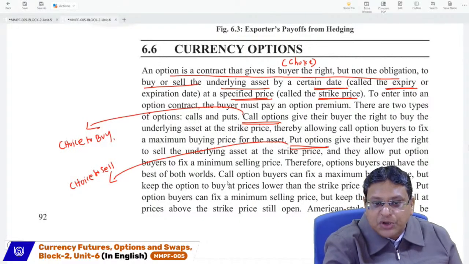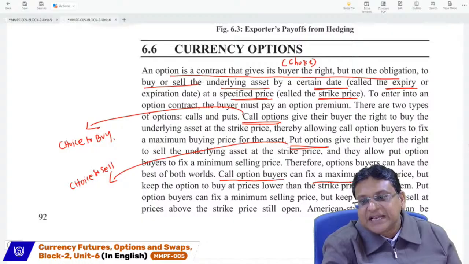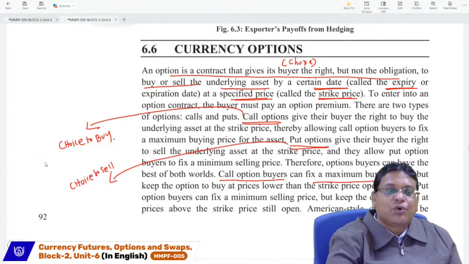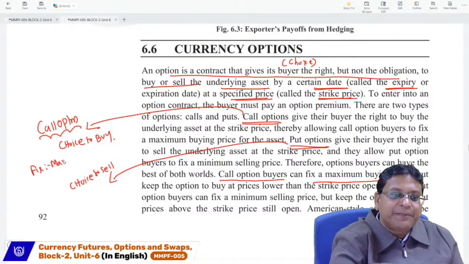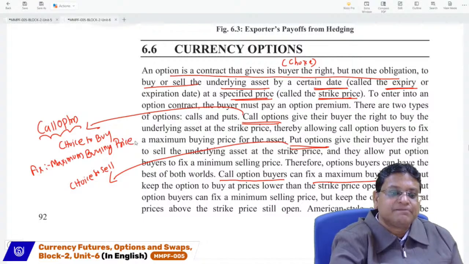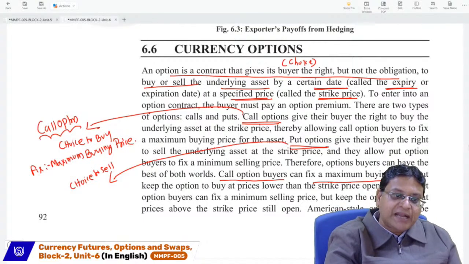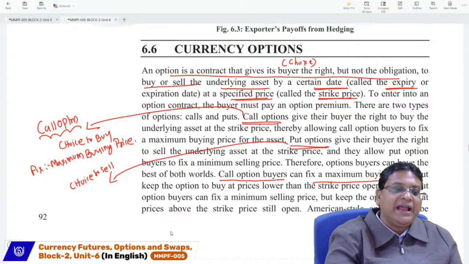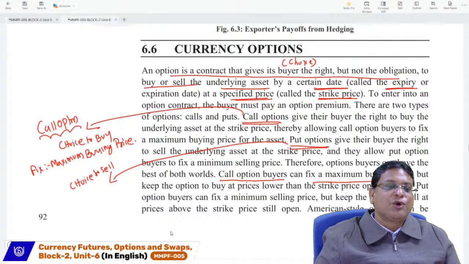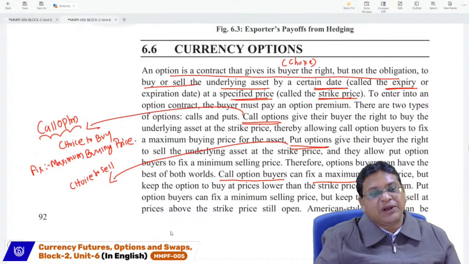With the help of call option, you can fix maximum buying price. If you buy a call option, what you will fix is the maximum buying price, the rate at which you will buy at most. Here it is used to fix maximum buying price. If the price is below that, you will purchase at that lower price. If the price is above that, you will buy at that price. Okay, that is call option. Call option gives the holder the ability to fix the maximum buying price.